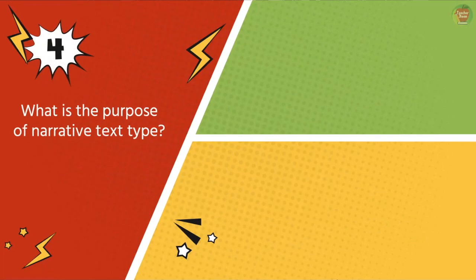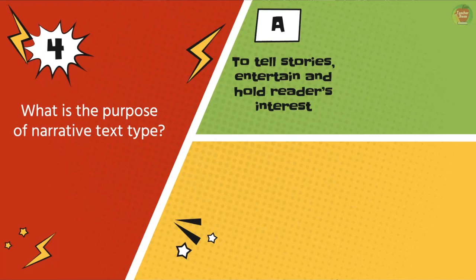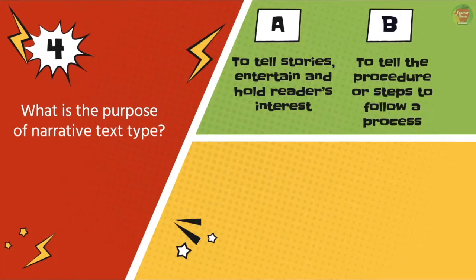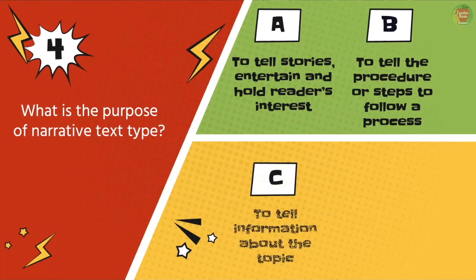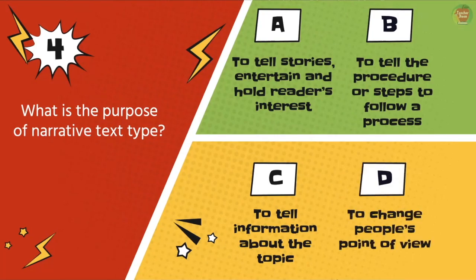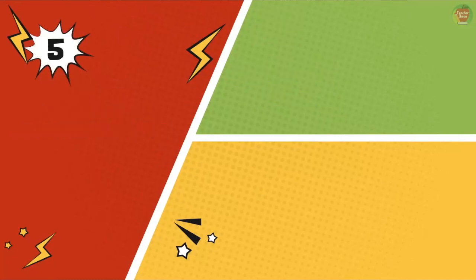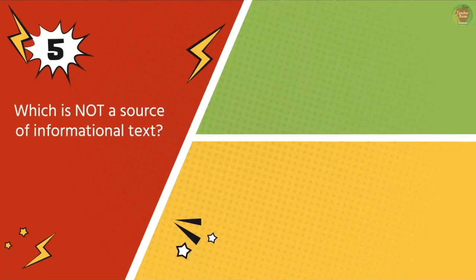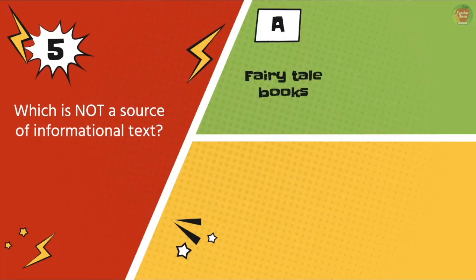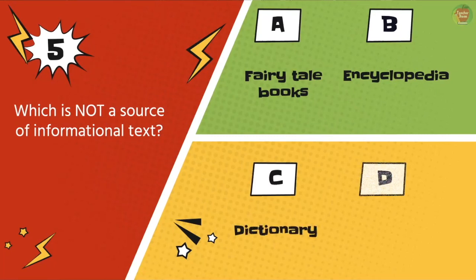4. What is the purpose of narrative text type? A. To tell stories, entertain, and hold readers' interest. B. To tell the procedure or steps to follow a process. C. To tell information about the topic. D. To change people's point of view. 5. Which is not a source of informational text? A. Fairy tale books. B. Encyclopedia. C. Dictionary. D. Atlas.